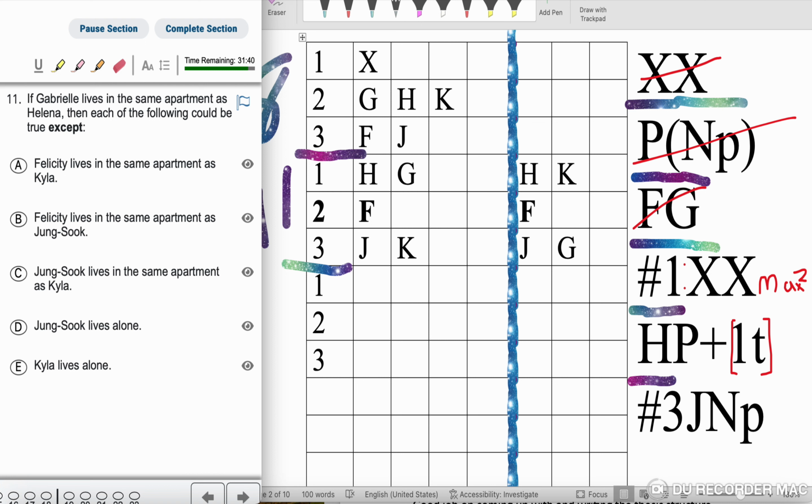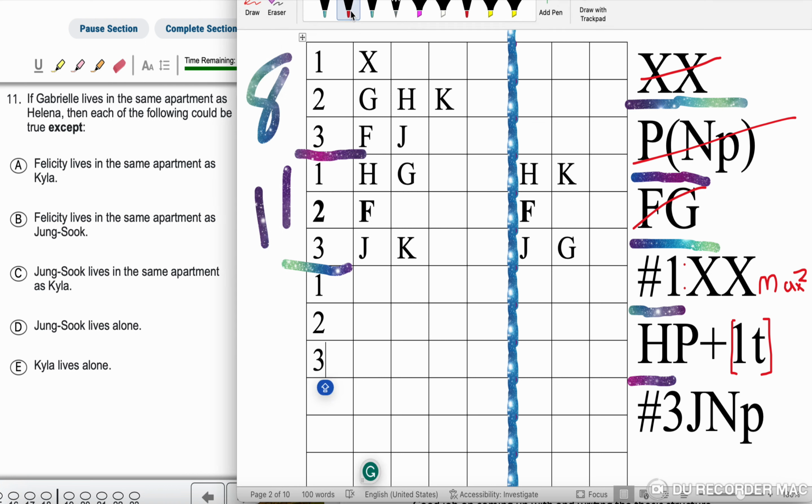Question 11. If G lives in the same apartment as H, then each of the following could be true except. From the previous worlds, we see that G and H are together here. We also see G and H are together here. So let's go ahead and answer the questions. F lives in the same apartment as K. That could be in a position where we can go ahead and say it's true.